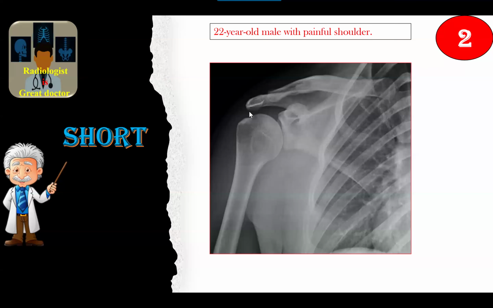The only finding here is this slight depression at the superior lateral aspect of the humeral head with underlying sclerosis. Every other thing is normal. This is regarding the findings. So, diagnosis, sir, it's Hill-Sachs deformity, likely due to recurrent shoulder dislocation.